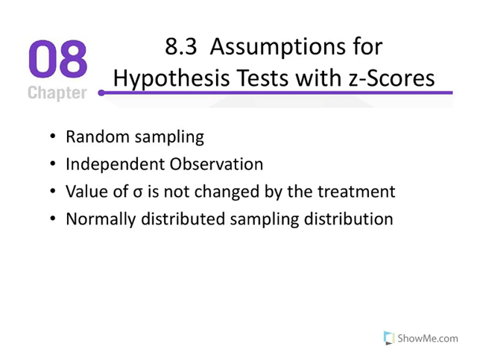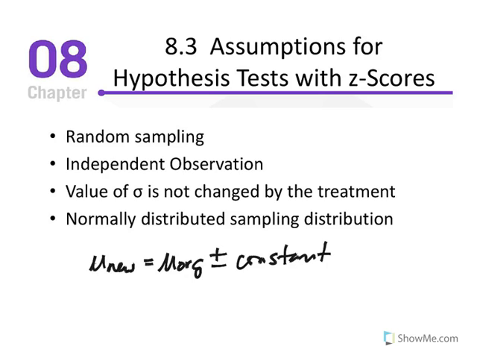The third assumption is that the value of the standard deviation of the population is not changed by the treatment. This assumption stems from a general assumption that we've discussed in the past, and that is that the effect of treatment is to add a constant amount or to subtract a constant amount from every score in the population. Again, we learned that we had a scaling rule that said the new mu would equal the original plus or minus a constant.